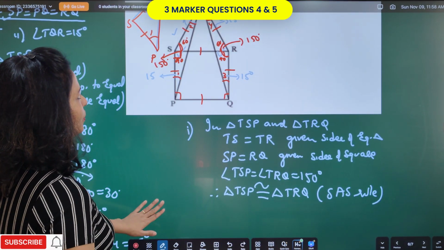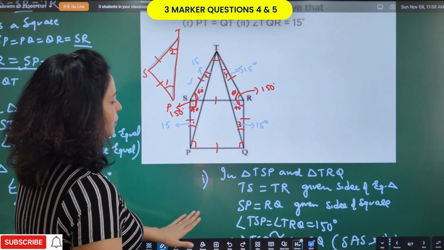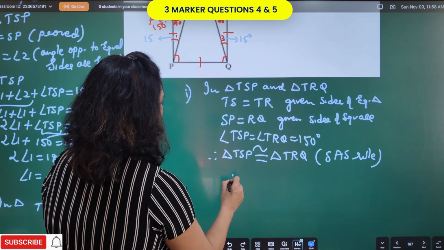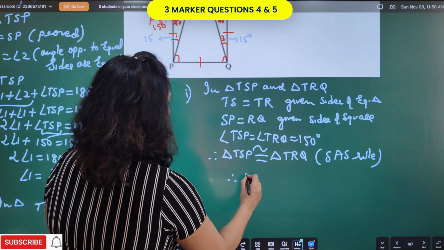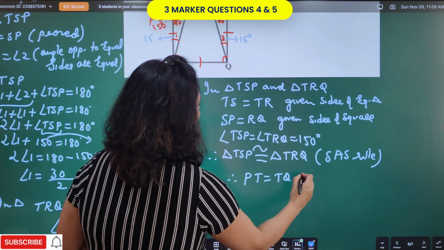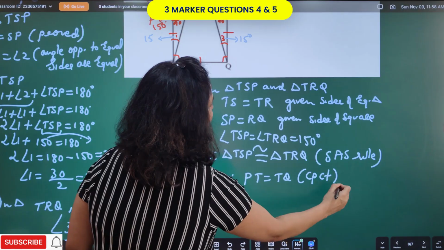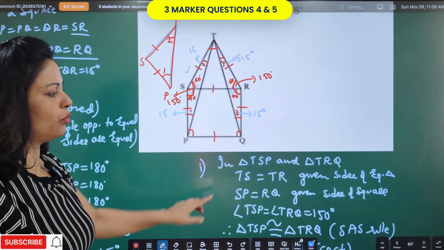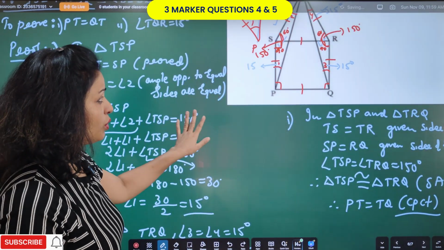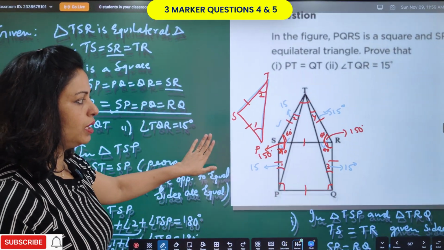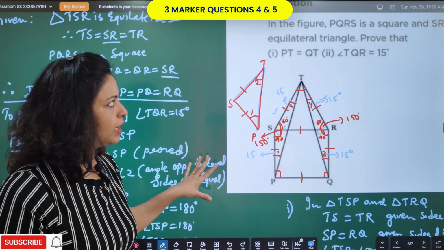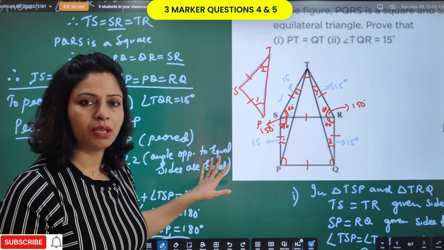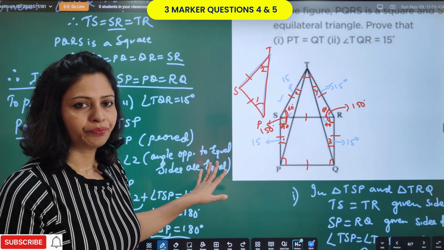Okay, so once the congruency is proved between the two triangles, we can say therefore PT is equal to TQ by CPCT. So this we can easily say, PT is equal to TQ by CPCT. Okay, this is also, children, a very good question, a very interesting question to solve in triangles. This can be asked again for 3 marks or 4 marks.